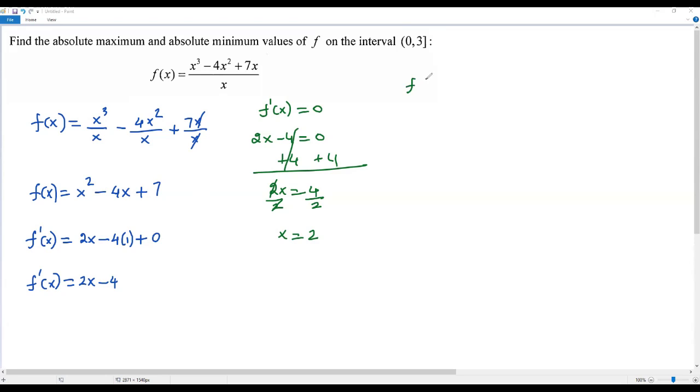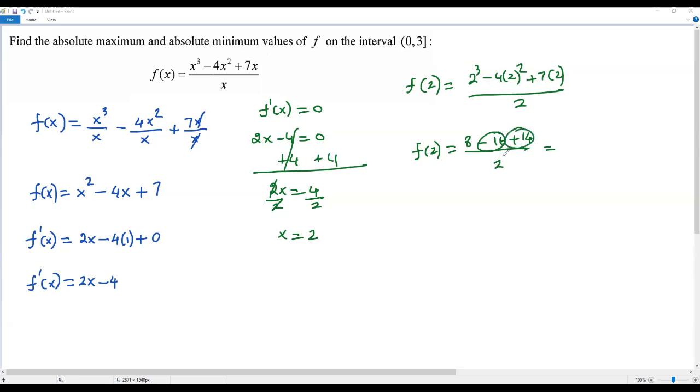Okay, now let me evaluate the value of the function at x equals 2. Then I'm getting 2 to the third power minus 4 times 2 squared plus 7 times 2, over 2. So f of 2 equals, 2 cubed is 8, minus, 2 squared is 4, 4 times negative 4 is negative 16, plus 14, over 2. When I combine negative 16 and positive 14, I'm getting negative 2. 8 minus 2 is 6, 6 over 2 is equal to 3. So when I evaluate the given function at the critical number 2, I'm getting 3.